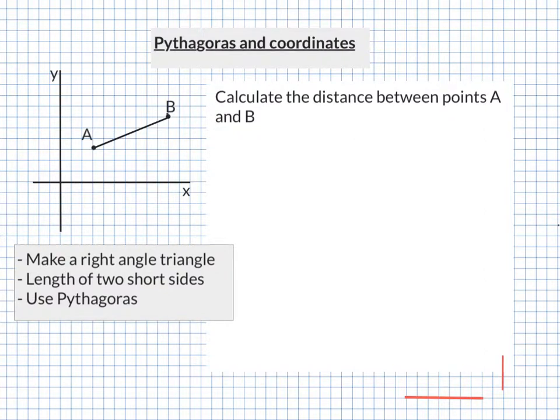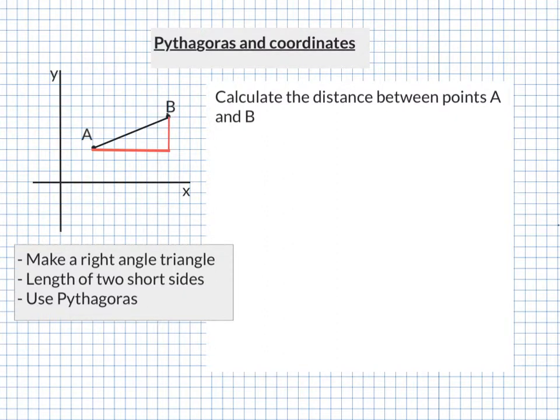I'm going to make a right-angled triangle with AB as my hypotenuse. I'm going to work out the lengths of the two short sides and then use Pythagoras to work out the length of AB. So first I'm going to make my right-angled triangle. So I go along the horizontal and up the vertical, and there is my right-angled triangle.